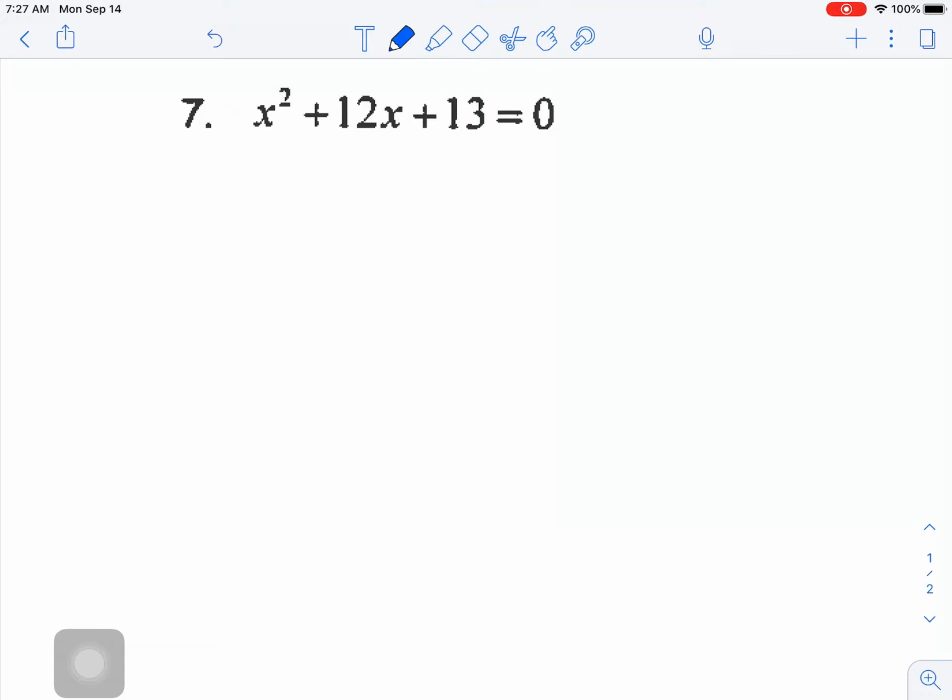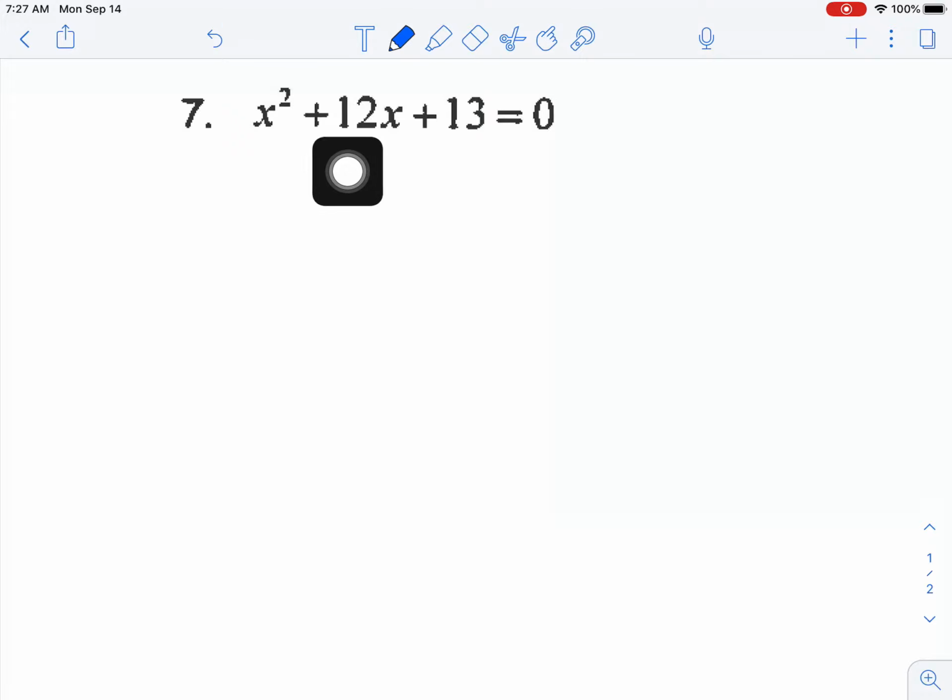We've got x squared plus 12x plus 13 is equal to 0. Standard form, that's nice. I'm going to try and factor it in my head, and my head says no. My brain says definitely not. It looks like something that could work, right? What multiplies to 13? Well, 1 and 13.